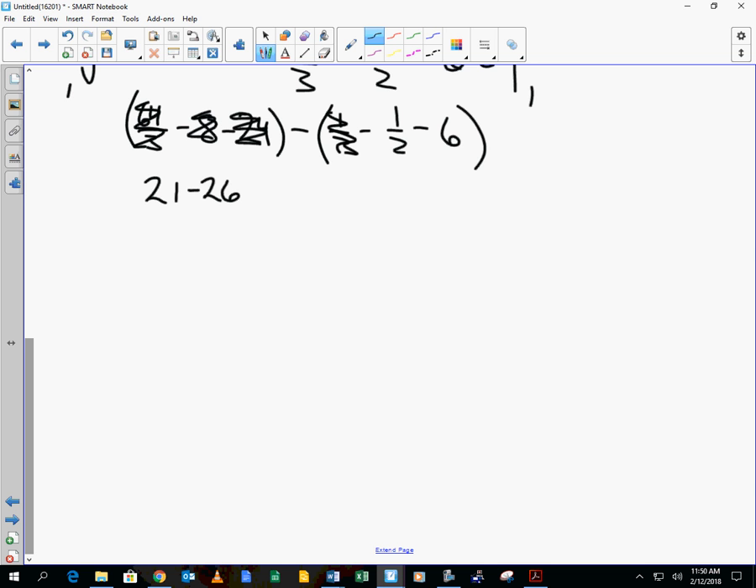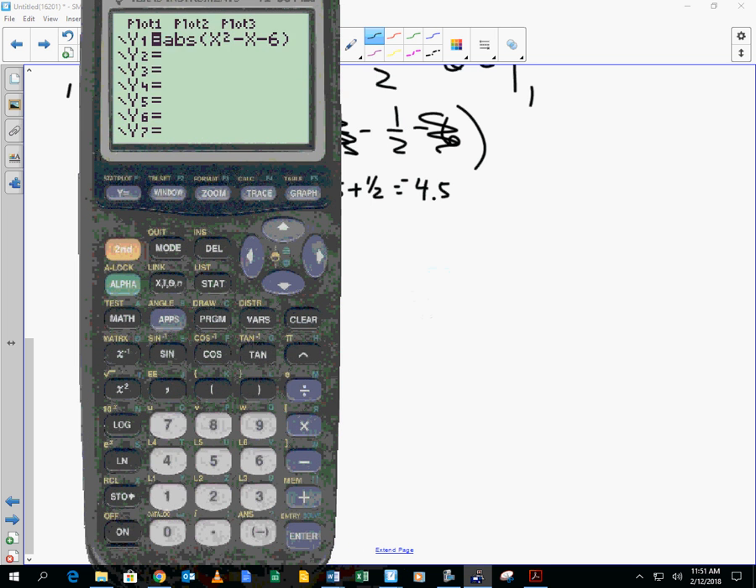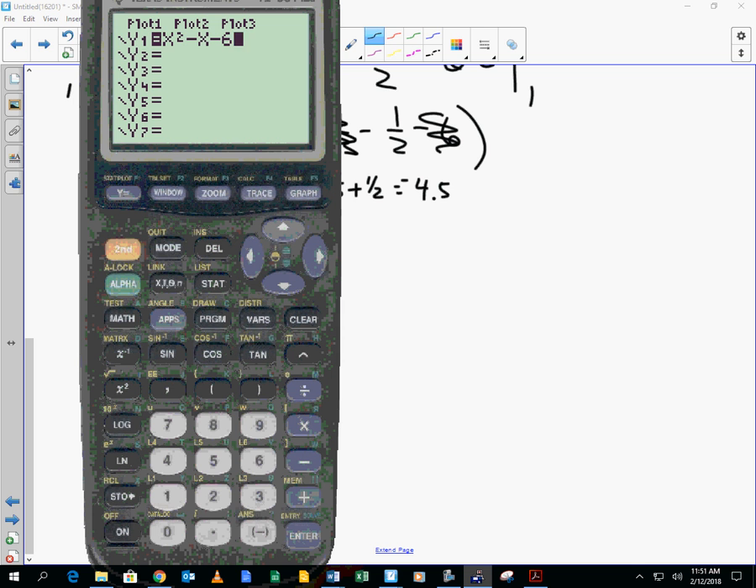Is it a positive 1/2 or a negative 1/2? So 21 minus 26 is negative 5 plus 1/2, negative 4.5. And you guys said it would be negative overall displacement because you saw that there was more negative area below the x-axis than positive area. Let's check this out, see what we get. Yes.